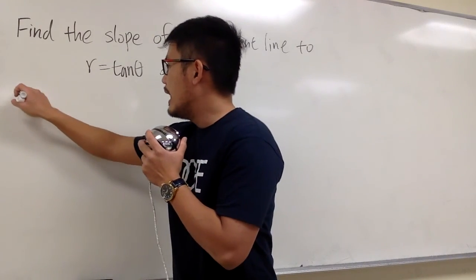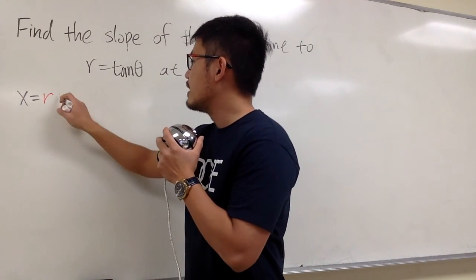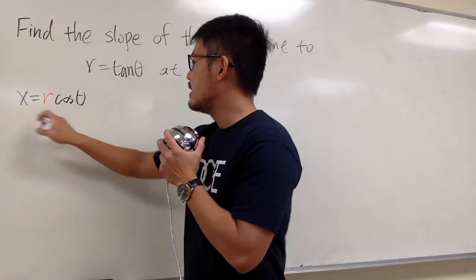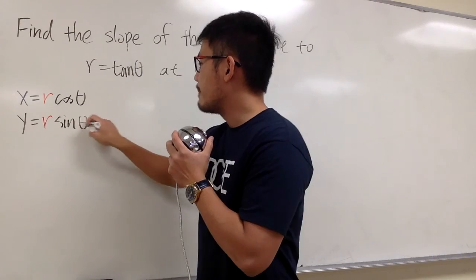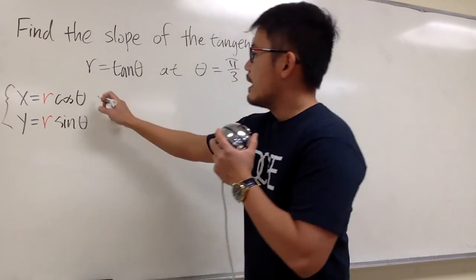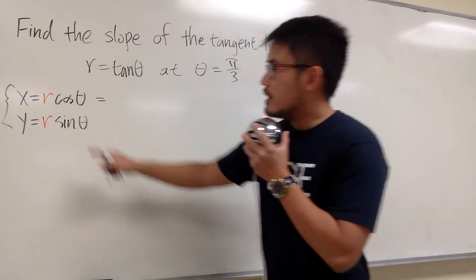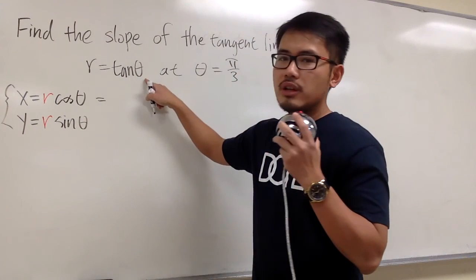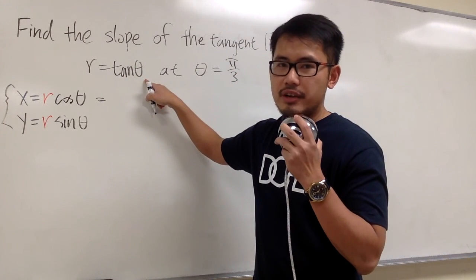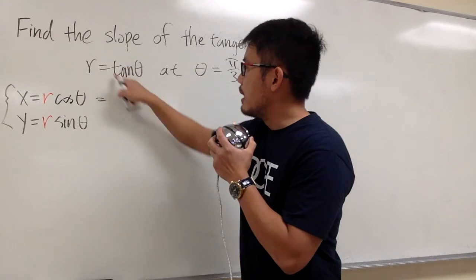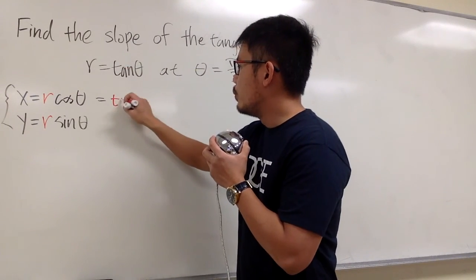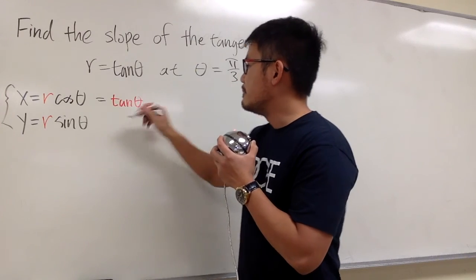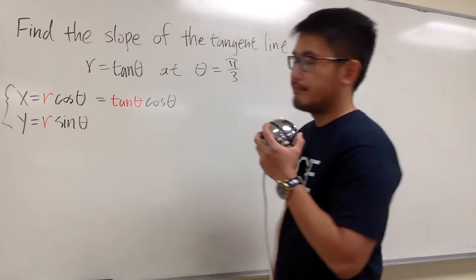We need to know x is equal to r times cosine theta, and then y is equal to r times sine theta. In our case, r is a function of theta, namely tangent theta here. So what we have to do is plug in tangent theta into r. So for the x equation, we have tangent theta times cosine theta.